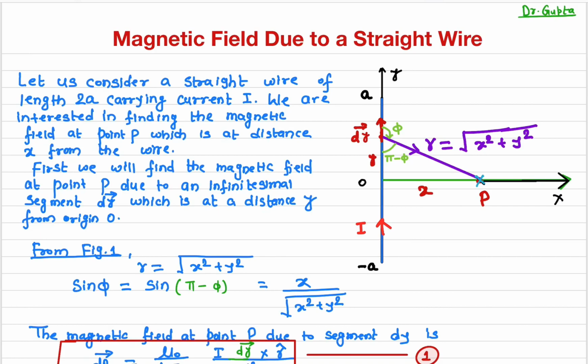So here we have a straight wire, and we are interested in finding the magnetic field at point P due to this wire. The distance of the point P from this wire, the shortest distance between this wire and the point P, is x. So that's the shortest distance.